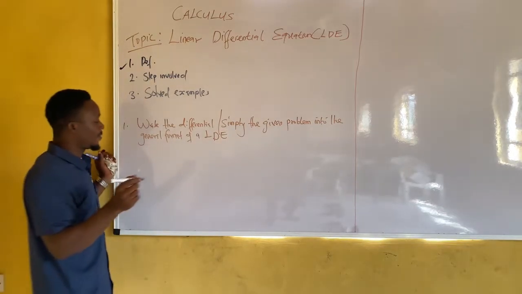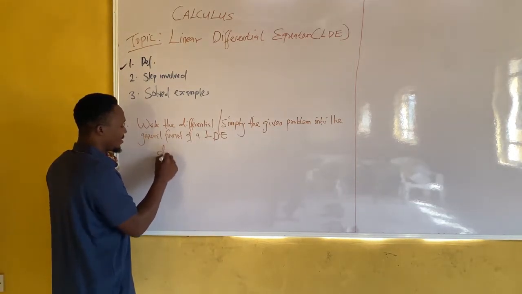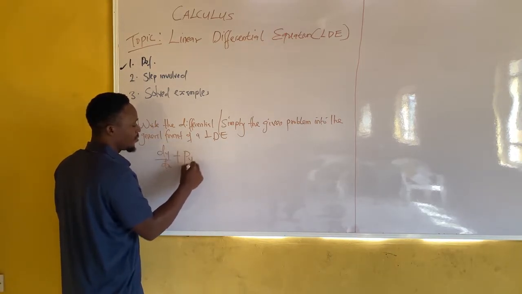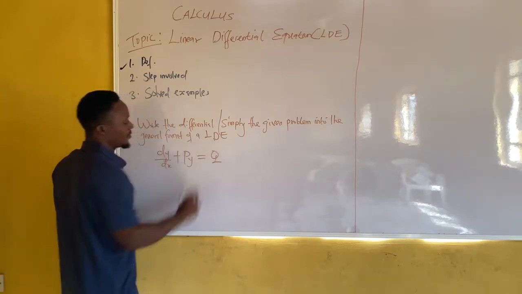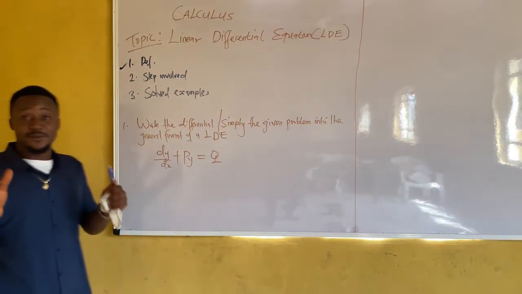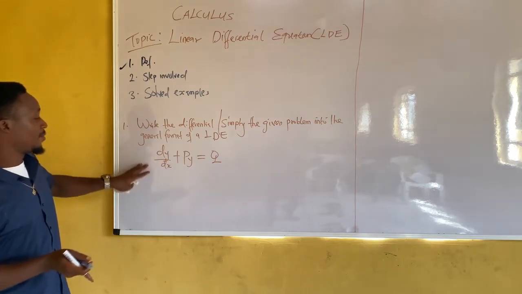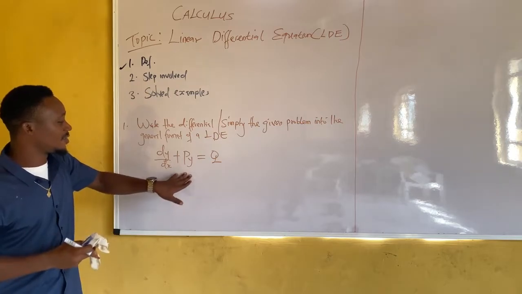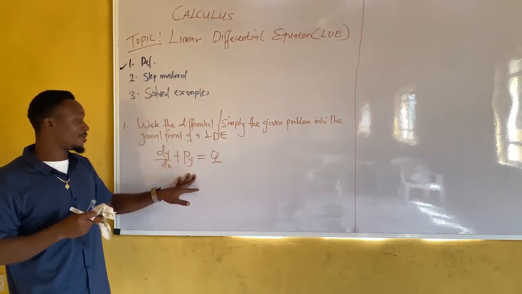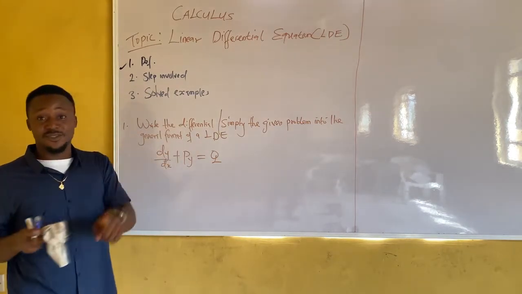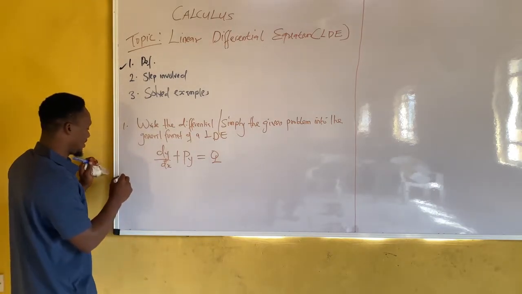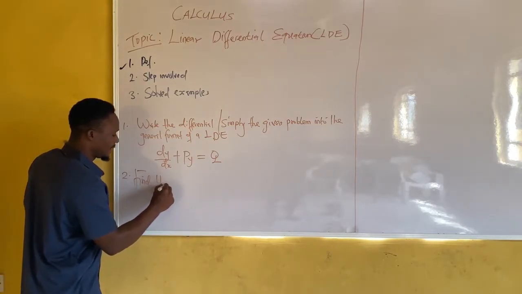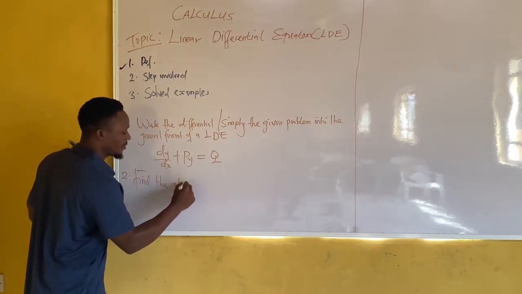And what's that format? The format is dy over dx plus py is equal to q. So when you are given the problem, you simply simplify the problem to this format. After you have simplified, you now compare the problem to this general format of a simple linear differential equation. Once it's the same, you now proceed to the second step, which is you find the integrating factor.